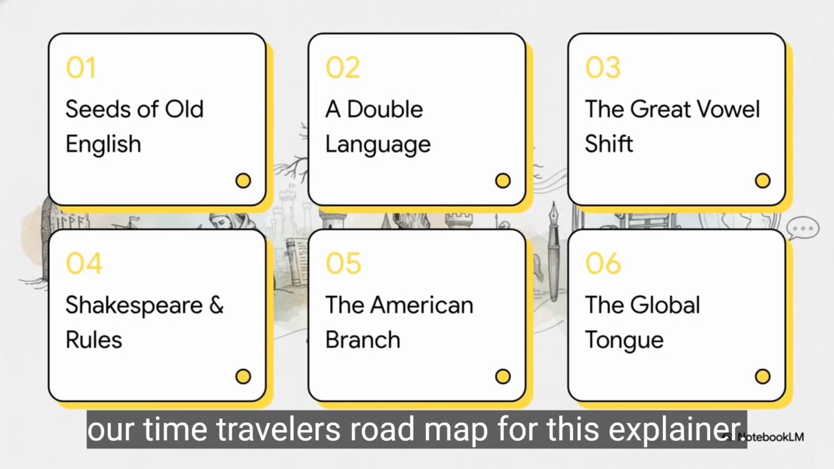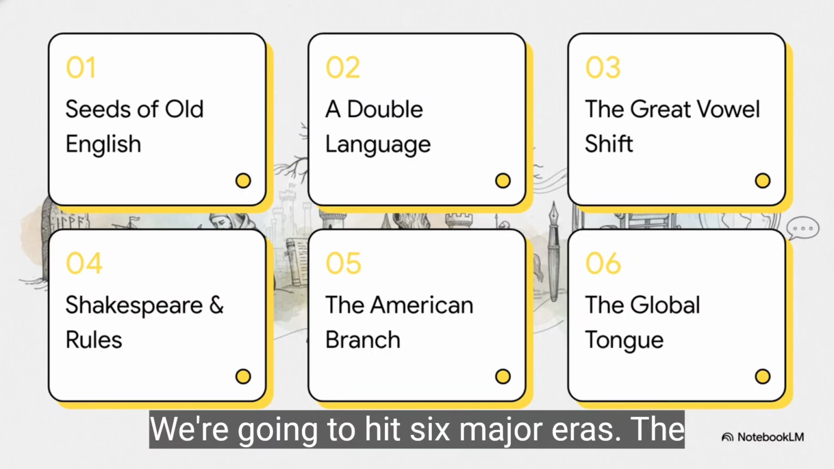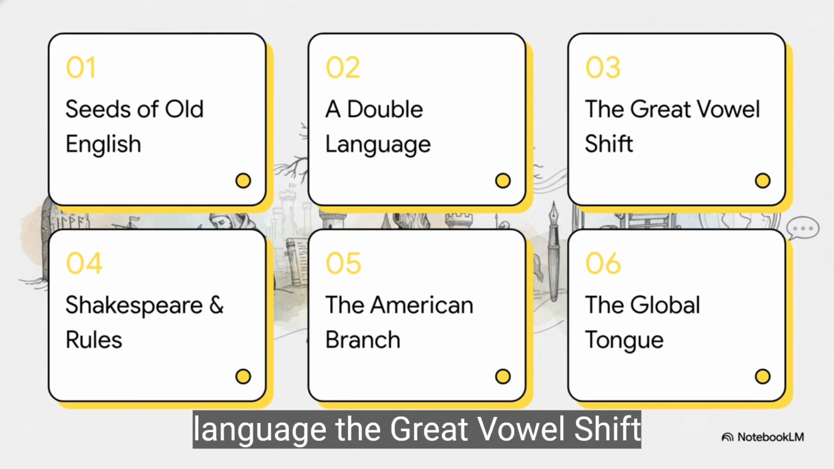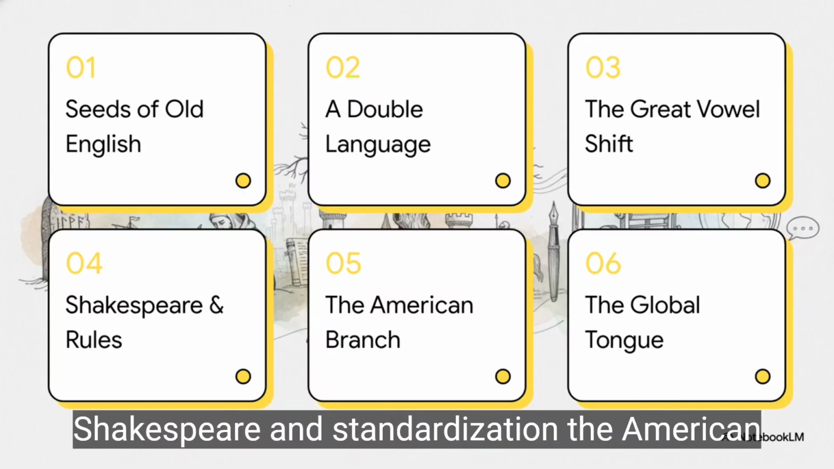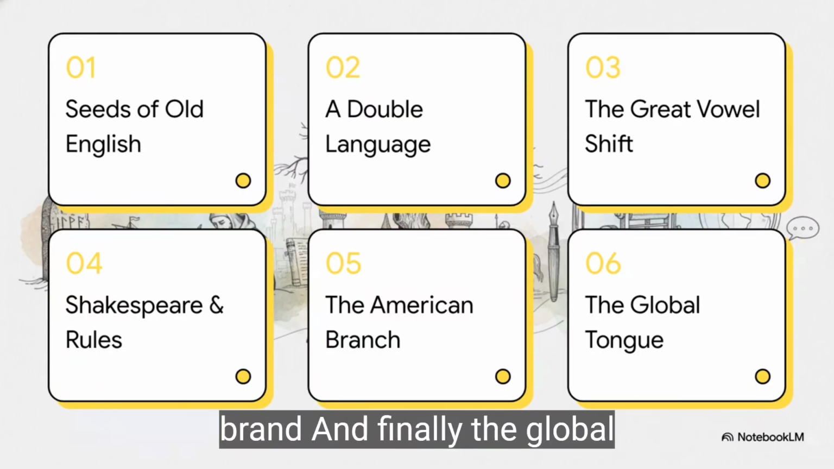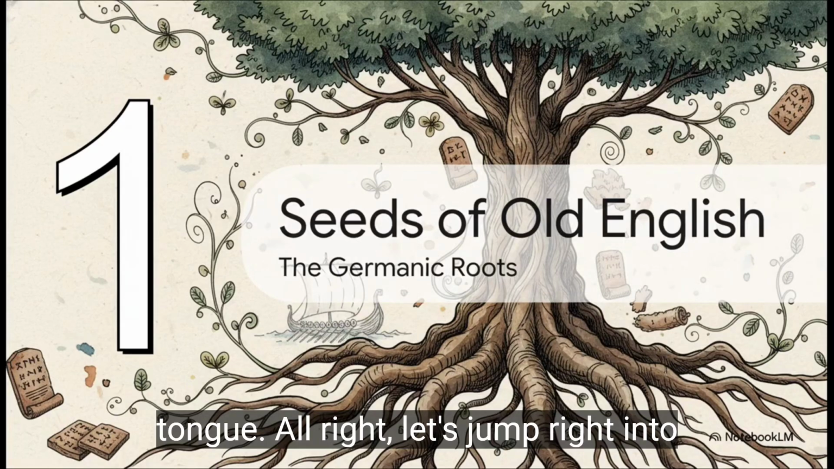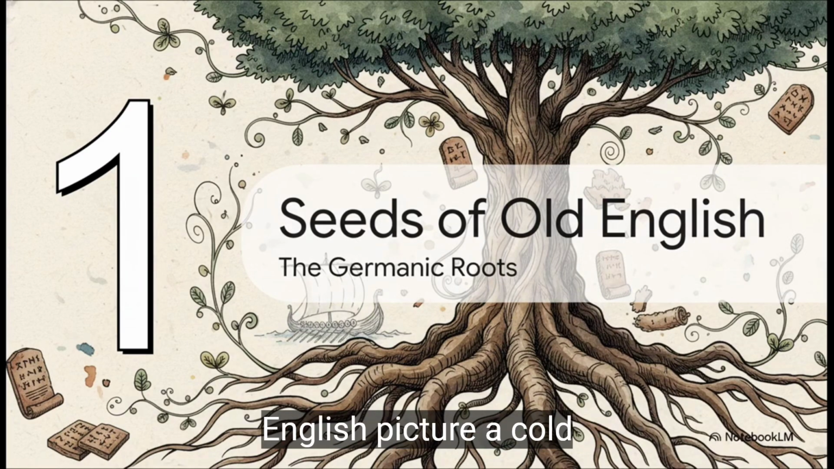Here is our time traveler's roadmap for this explainer. We're going to hit 6 major eras: the seeds of Old English, becoming a double language, the Great Vowel Shift, Shakespeare and standardization, the American branch, and finally, the global tongue. All right, let's jump right into part 1, the seeds of Old English.